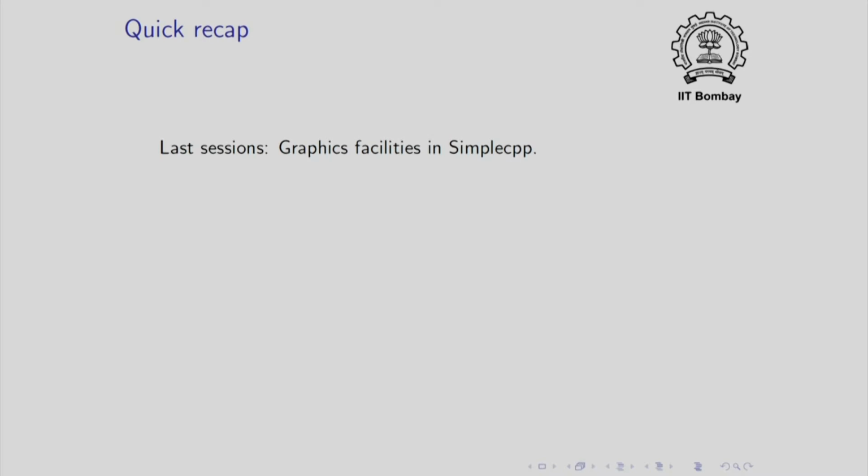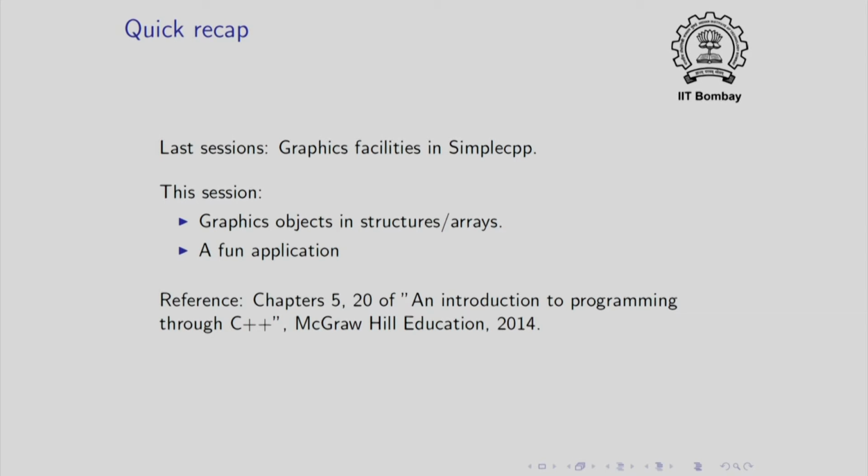Our session is titled Graphics Objects in Arrays and Structures. So here is a quick recap. In the last session, we studied the graphics facilities in Simple CPP. In this session, we will study how to use graphics objects in arrays and structures. We will also study a fun application. The reference for this material will be chapters 5 and 20 of the book, An Introduction to Programming through C++, written by me and published recently by McGraw-Hill Education.